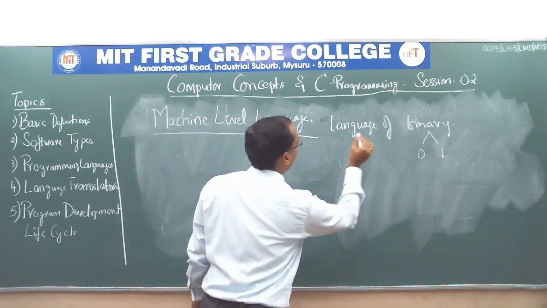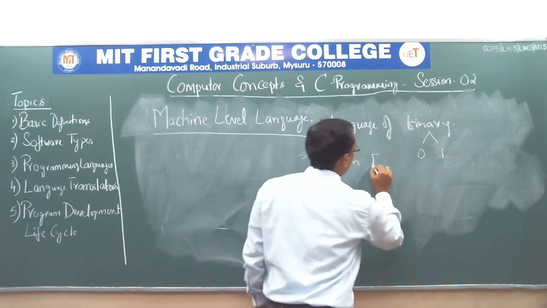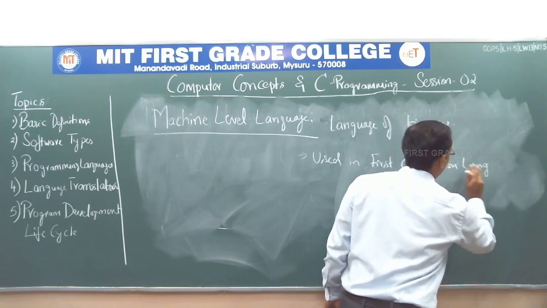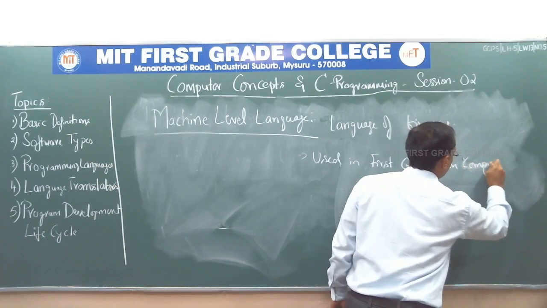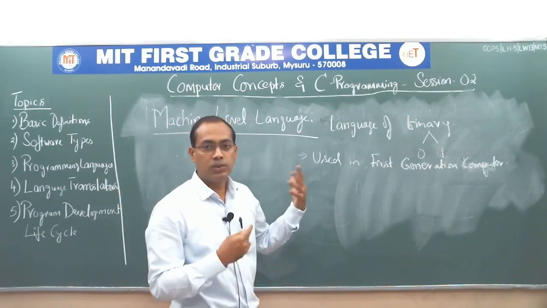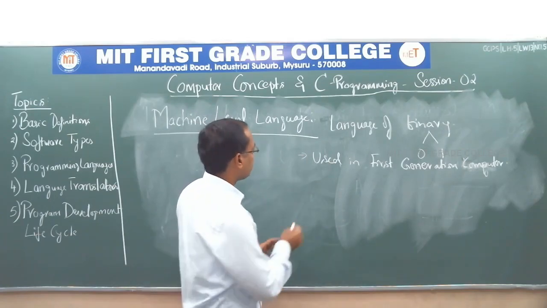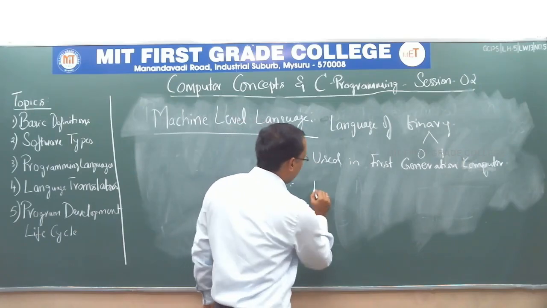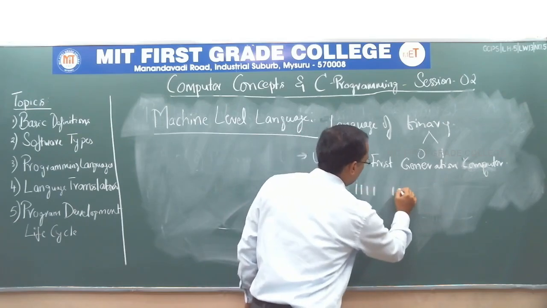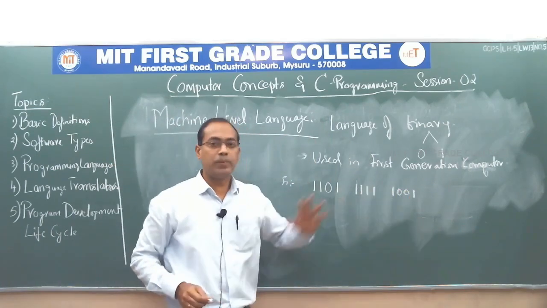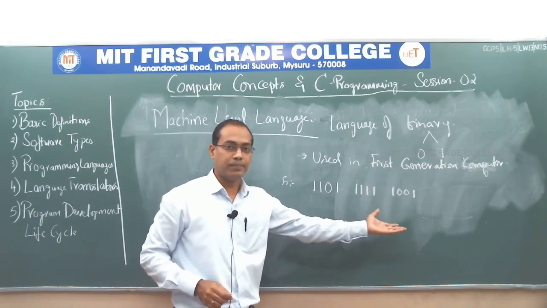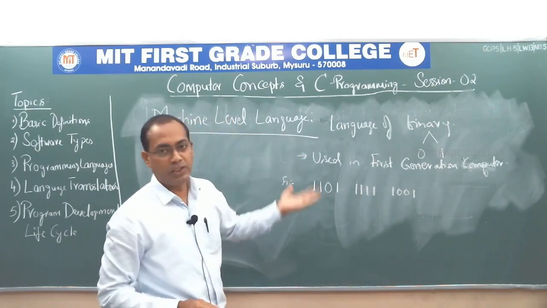Now you'll be scratching your head, oh God, how complicated it is. Yes, this particular language was used in first generation computers. When the first generation computers came into existence, our engineers, scientists and users were communicating with the help of this language. I'll take one simple example. Suppose you want to perform an operation, it has to be a combination of ones and zeros. The instruction would be something like this, and each set of bits is coded, which means it has a predefined meaning when you decode it. That's what machine level language is all about.